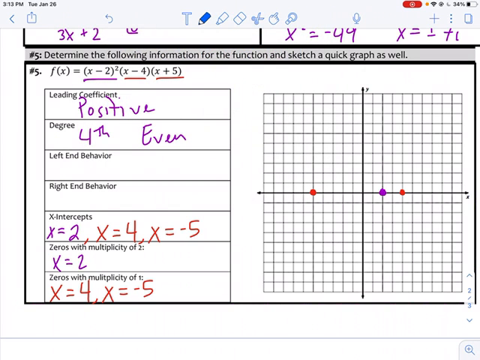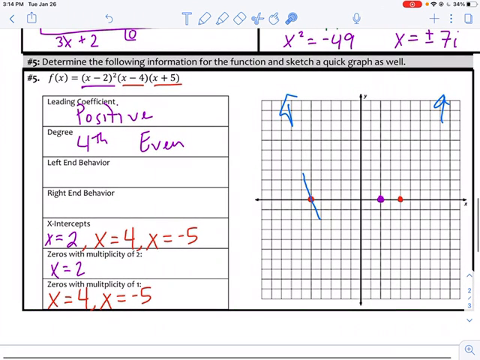All right. So as I graph this, I know it's positive. I know it's going to be even. But even if I only knew it was positive, what that means is I know it's going to end both going up this direction. So at -5, that crosses through. So I would assume it's going to cross like this. At 4, it crosses. So on the way back up, it's going to cross. And at 2, it bounces.